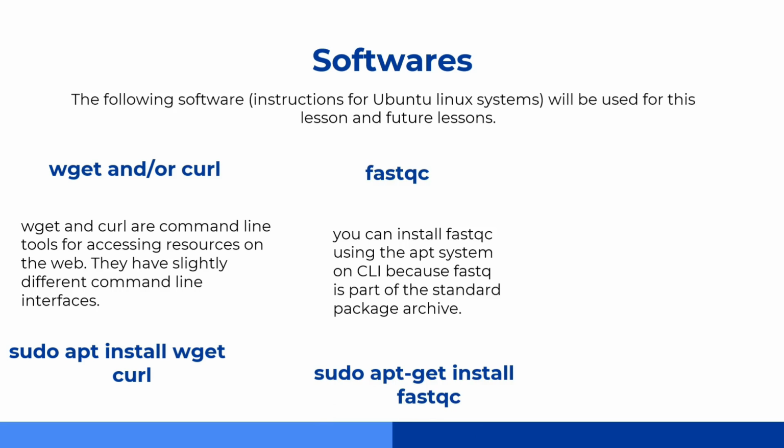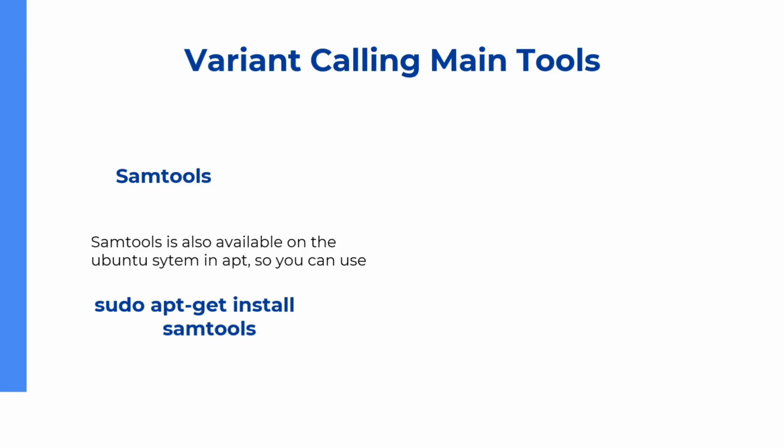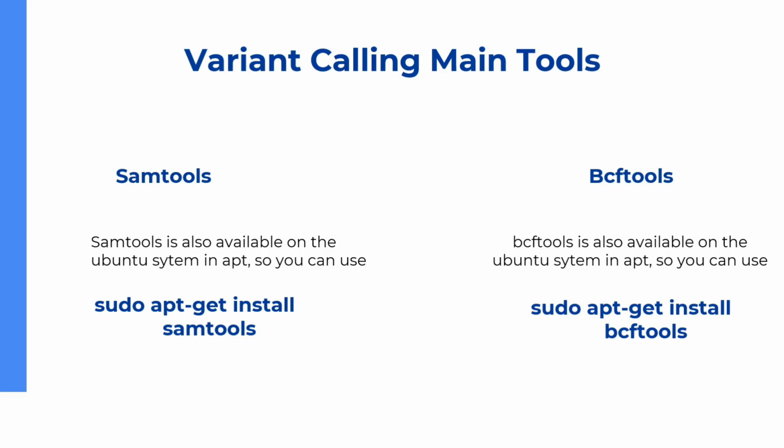The second tool that we need is called fastqc. You can install fastqc using the apt system, which is sudo apt install on the command line, because fastqc is in the standard package archive, just the same as Porechop. We will be using Porechop for quality trimming. What is quality trimming? I'm going to explain all that as well. The main tools that we're going to use are Samtools, also available on the apt system with sudo apt install samtools, and bcftools, one of the main tools that we are going to use, also available on Ubuntu, so you can use sudo apt install bcftools.